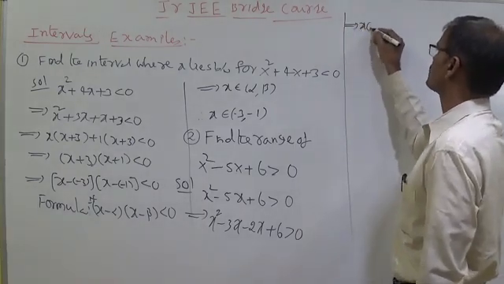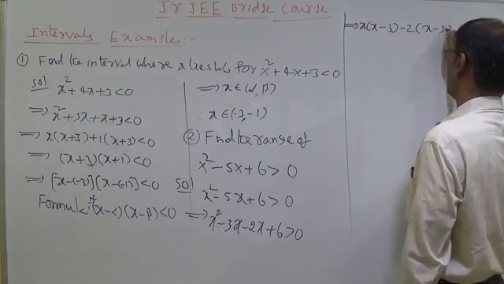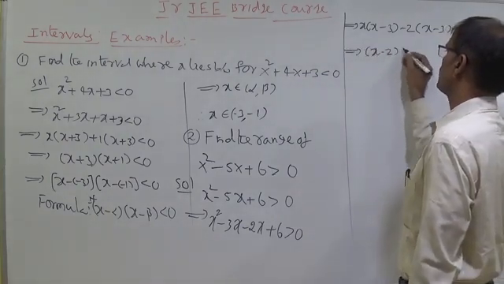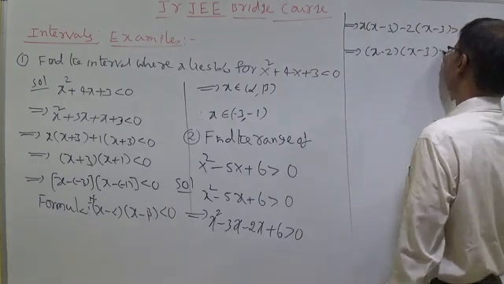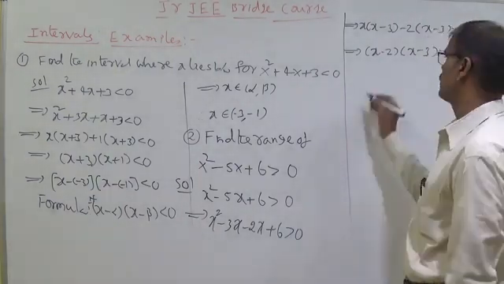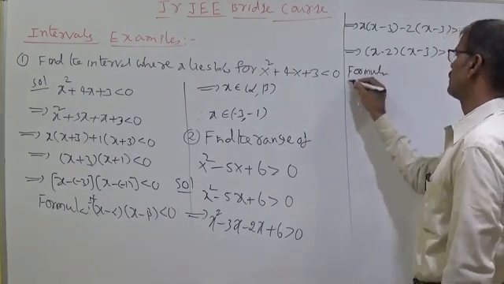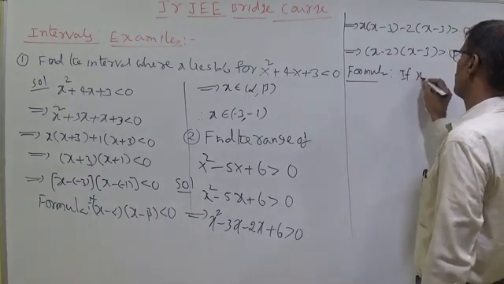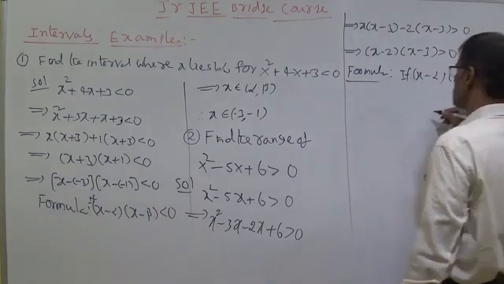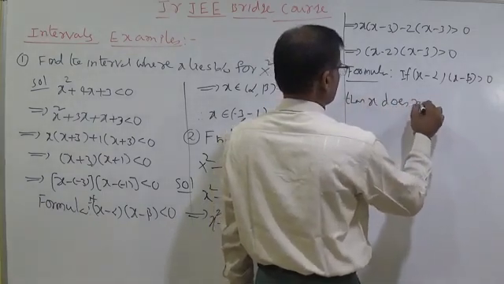That implies x taken common, we can write x minus 3, and minus 2 taken common, x minus 3 greater than 0. That implies we can write x minus 2 into x minus 3 greater than 0. According to the small-big concept, 2 is small and 3 is big. First of all, you should write the small one only. Let us remember the formula: if x minus alpha into x minus beta is greater than 0, then x does not lie between alpha and beta.